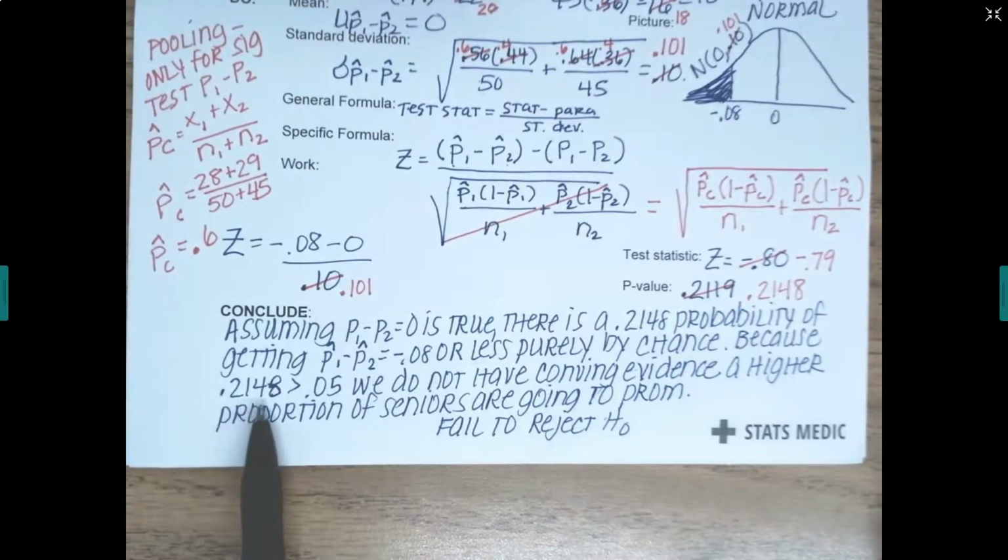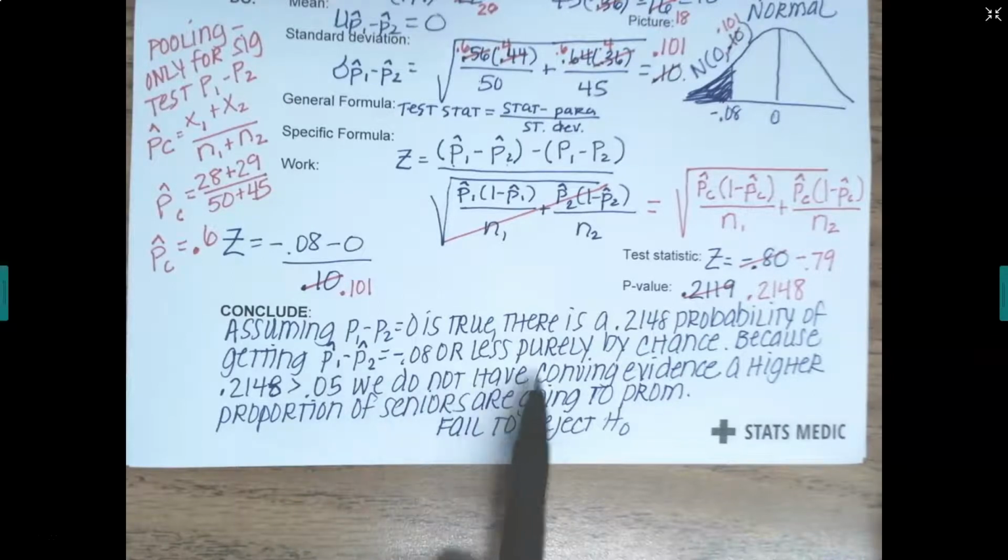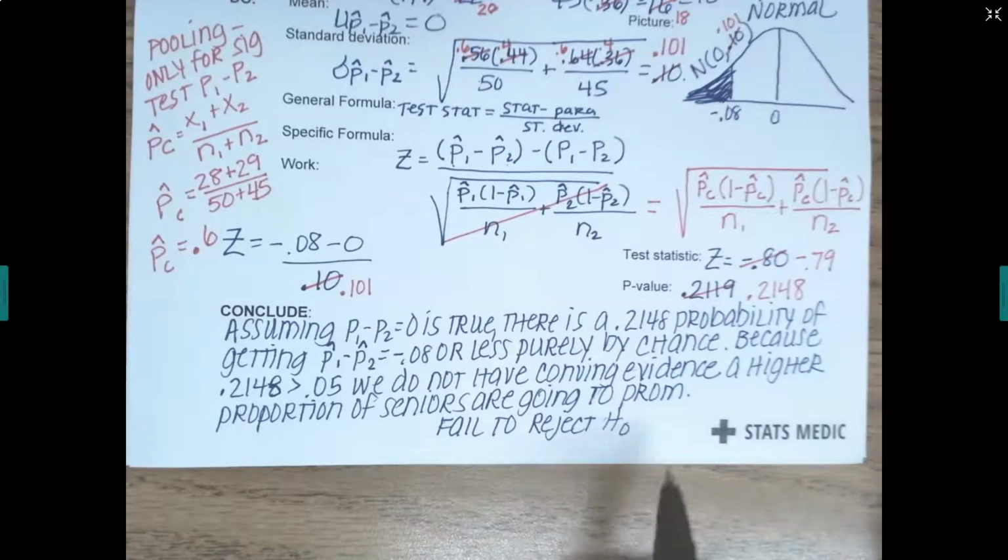Because 0.2148 is greater than our alpha 0.05, we do not have convincing evidence of a higher proportion of seniors going to the prom. Because we do not have convincing evidence for our alternative, we're going to keep our null, so that means fail to reject the null. All right, so let's do some summary on the back.